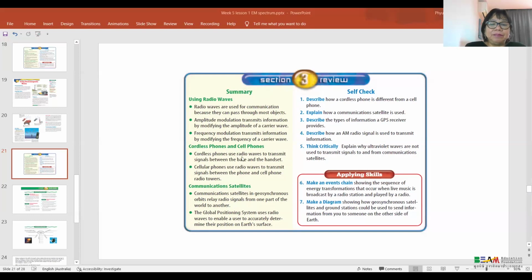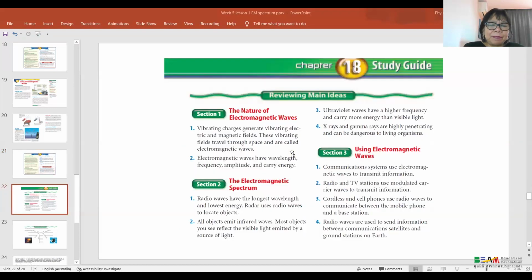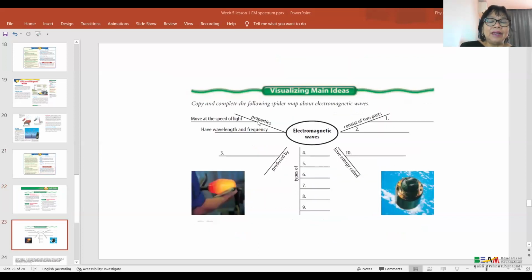That's very good. Now we're going to move on to the whole chapter study guide. If you look at the main ideas for all 3 sections, you can get the notes. That's why I don't want you to take notes. It's already got a summary here. We are going to complete this spider map here.